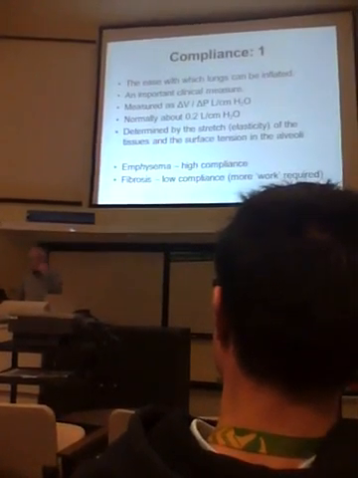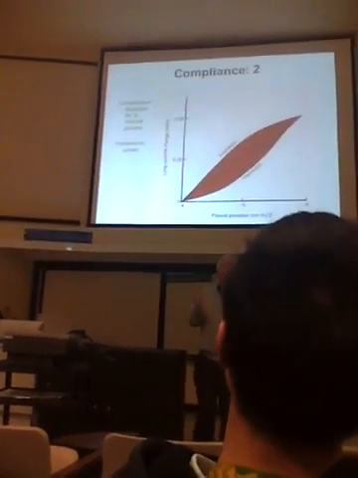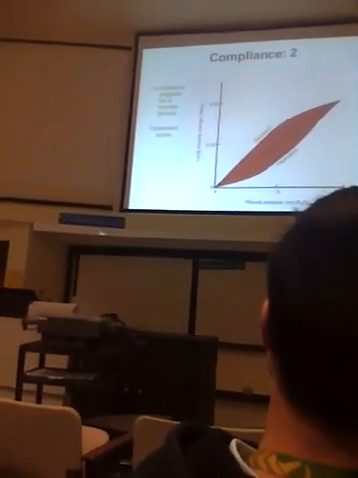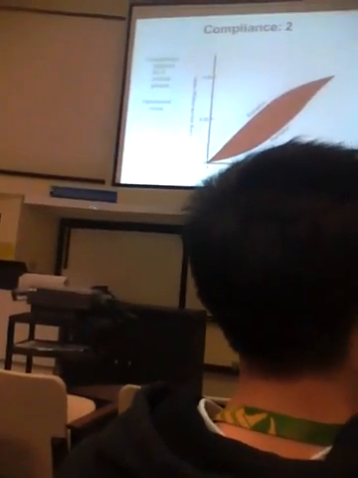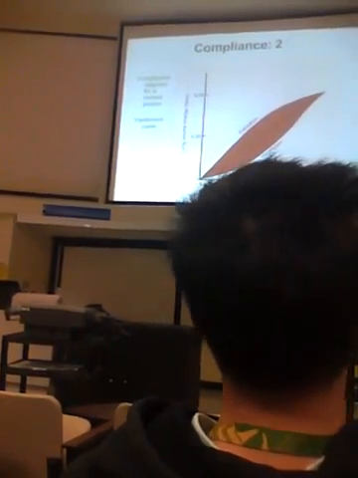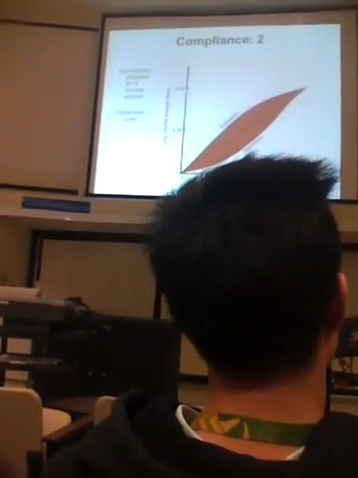And this is all measurable and is usually expressed in what's called a compliance diagram. And this is what a typical compliance diagram would look like. So here is lung volume, and here is the pressure that you have to exert to inflate the lungs.